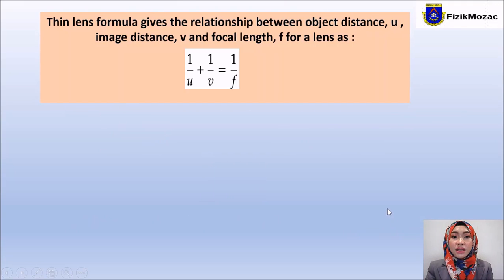What is the thin lens formula? The thin lens formula gives the relationship between object distance u, image distance v, and focal length f for a lens as 1/u + 1/v = 1/f.